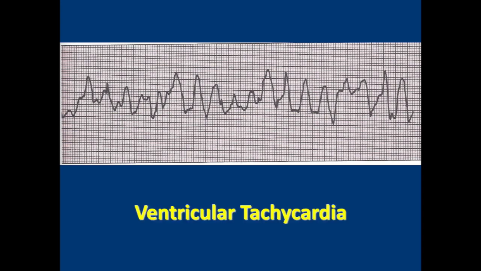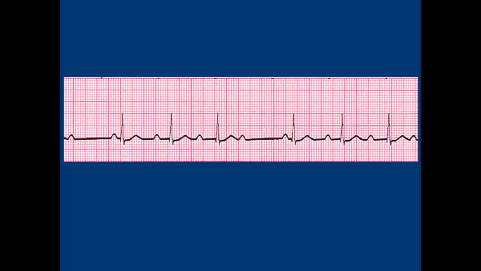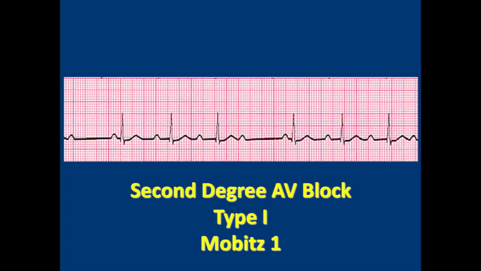We're going to have ventricular tachycardia here. I would call this monomorphic ventricular tachycardia. Look at your PR intervals here as a hint. So use your 4 rules. And this is going to be second degree block type 1, AV block, or Mobitz 1. And the other name for it, remember, was Wenckebach.